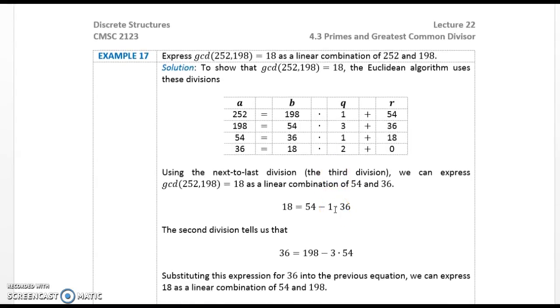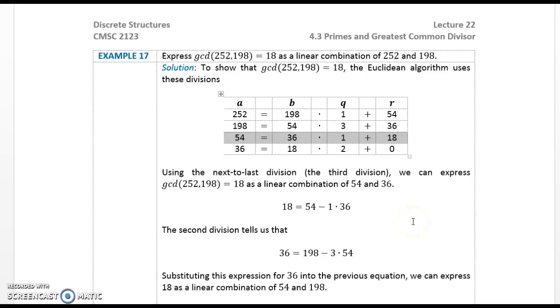Example 17. Express GCD of 252 and 198, equal to 18, as a linear combination of 252 and 198. So what we do is, to show that the GCD of 252 and 198 is 18, the Euclidean algorithm uses these divisions, and you can see them on your screen. Using the next to last division, the third division, which is this one right here, we can express the GCD of 252 and 198, equal to 18, as a linear combination of 54 and 36.